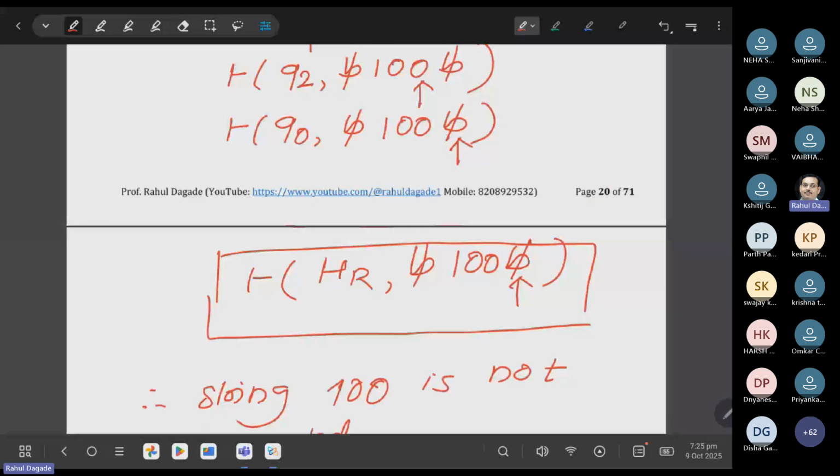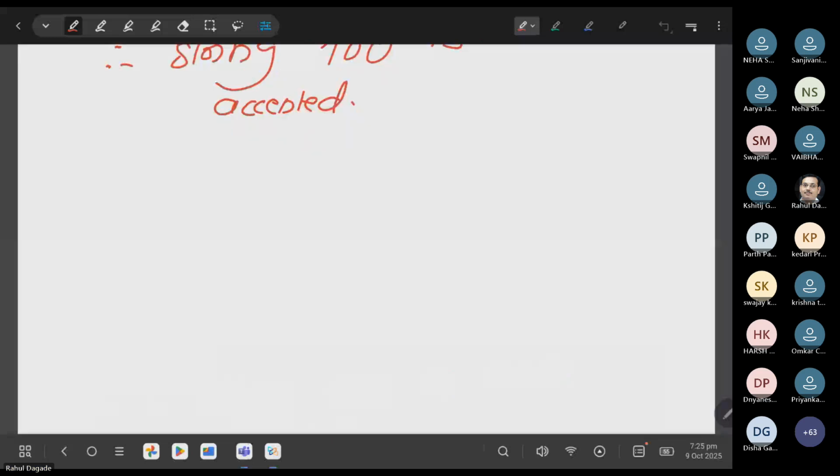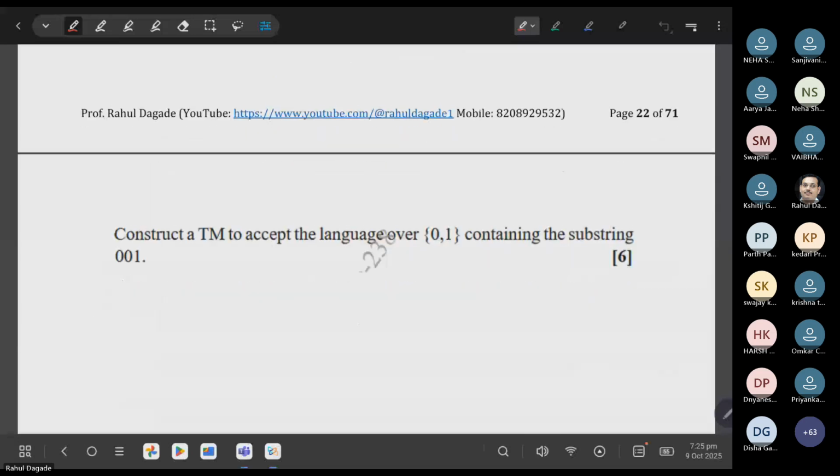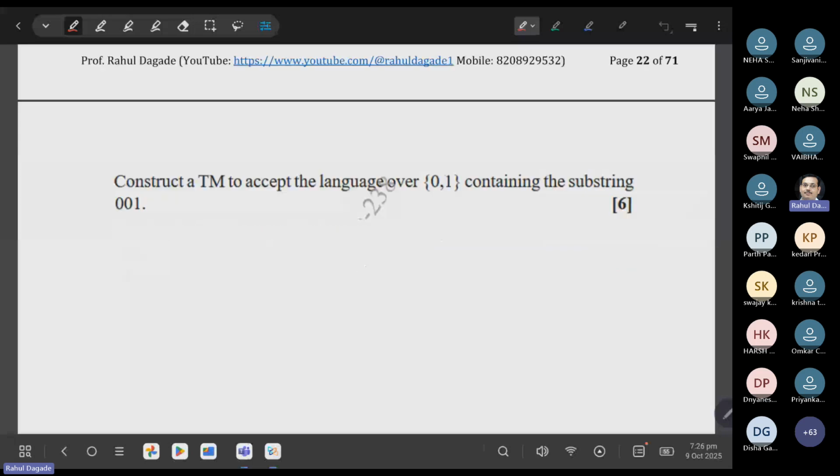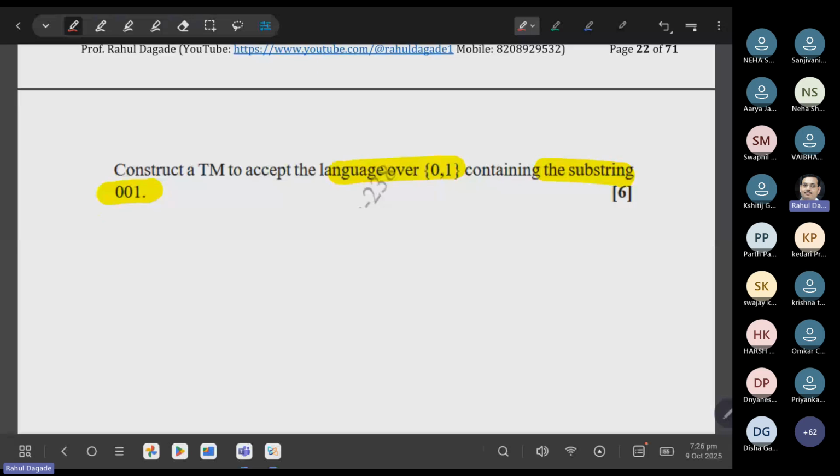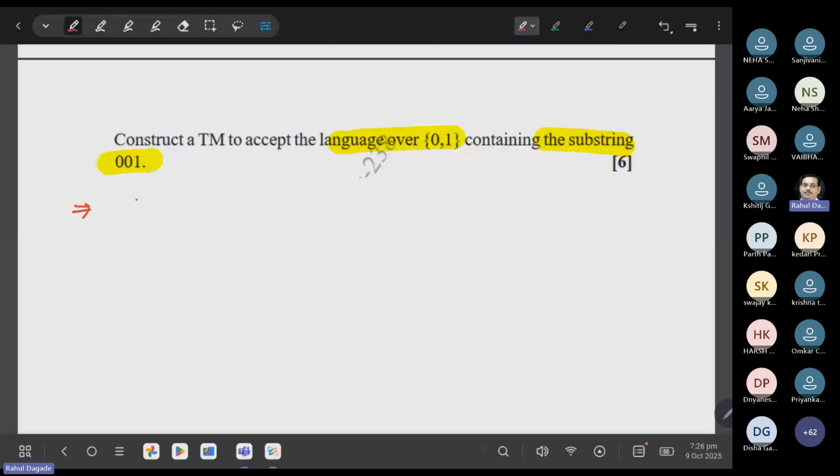Now let us take the third problem, the next problem. Construct a Turing machine to accept a language over 0 1 containing the substring 001. Here it has to be a substring, not ending with 001, but containing the substring 001. So what is the language it accepts? The minimum string it accepts is 001.